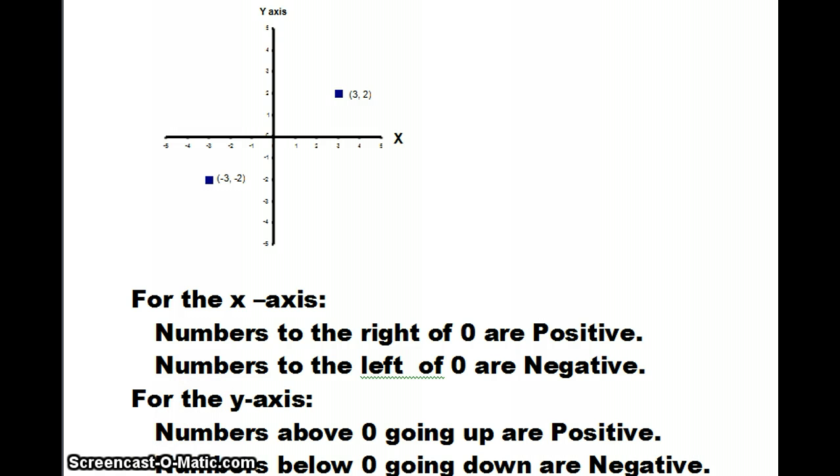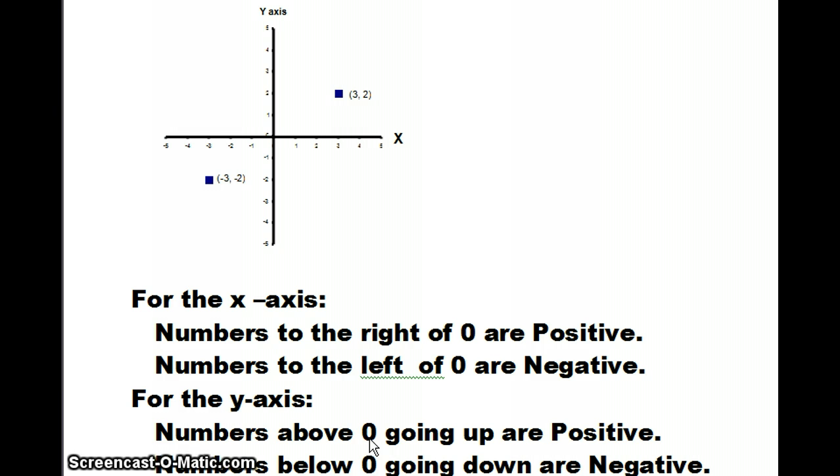If we want to graph a point in this system, we have our x-axis labeled and we have our y-axis labeled. For the x-axis, numbers to the right of 0 are positive, just like it was when we were graphing the first night of class. Numbers to the left of 0 are negative. For the y-axis, numbers going above 0 and going up are positive. Numbers below 0 going down are negative. And that's very intuitive. We think of the up direction as being positive and going down as being negative.